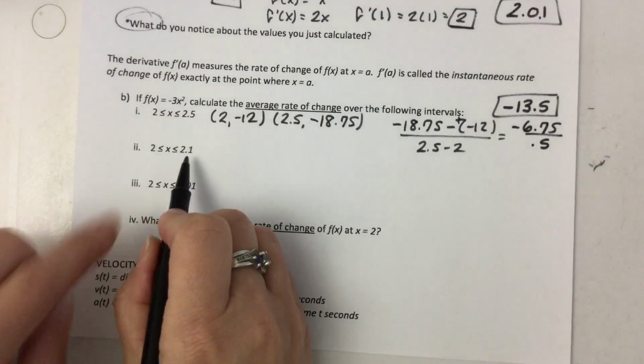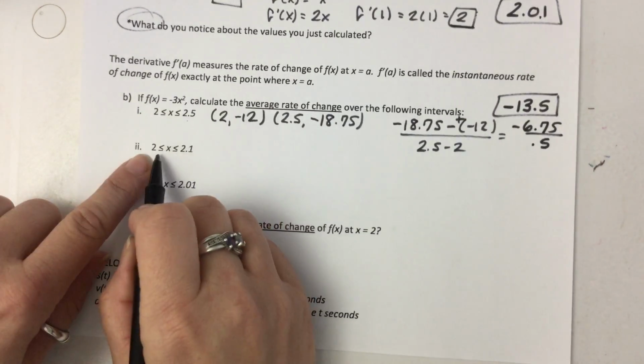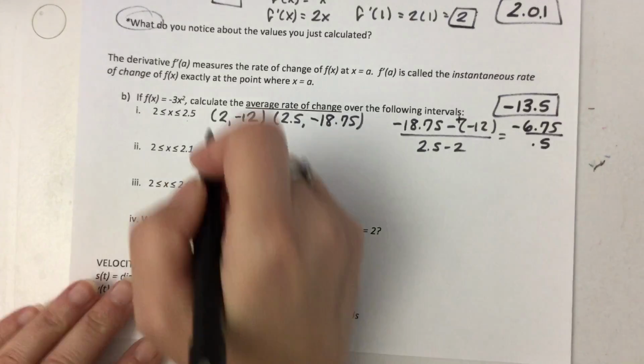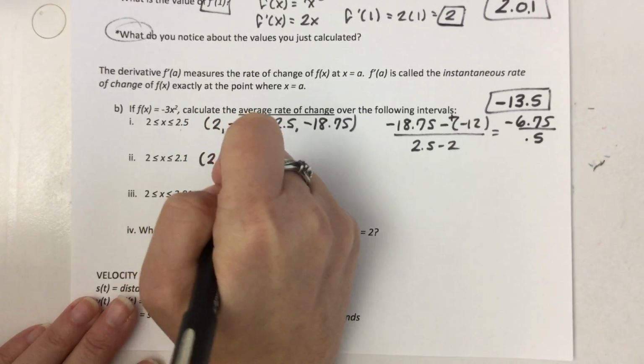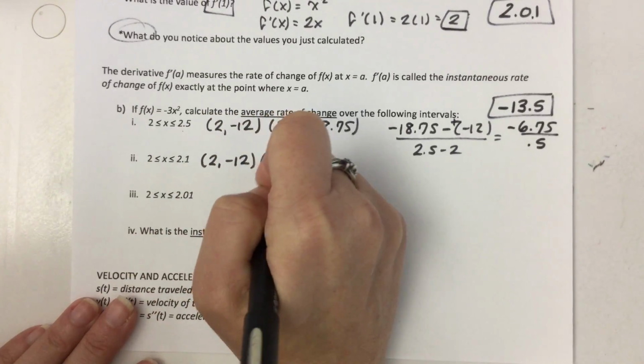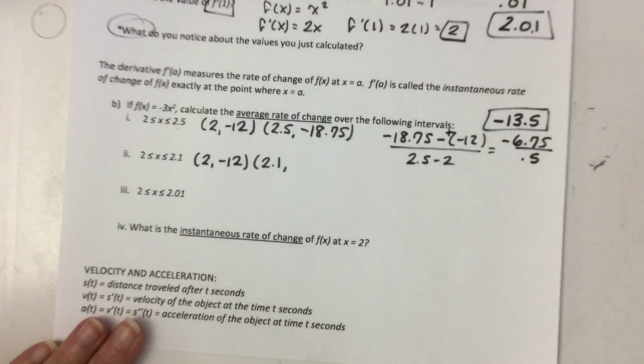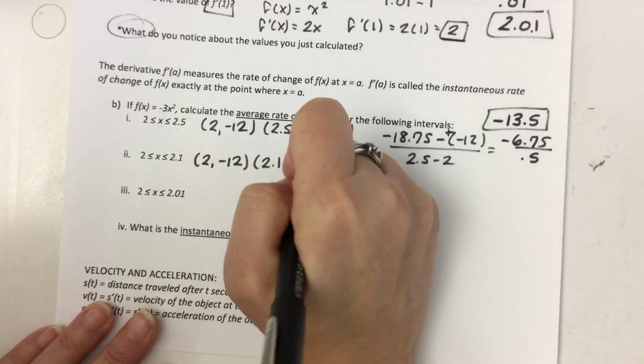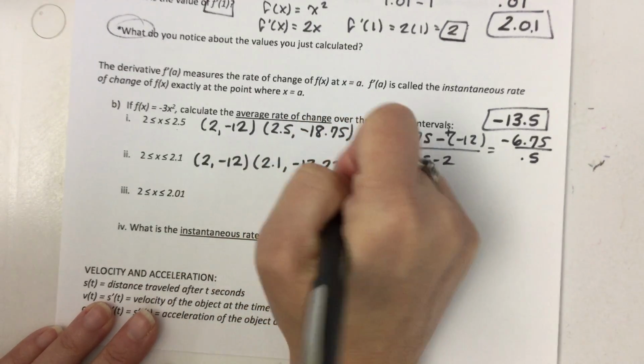Okay, now I'm moving the second point closer to the 2. It's going from 2.5 to 2.1. My first ordered pair is still 2 and negative 12. 2.1. Negative 3 times 2.1 squared is negative 13.23.